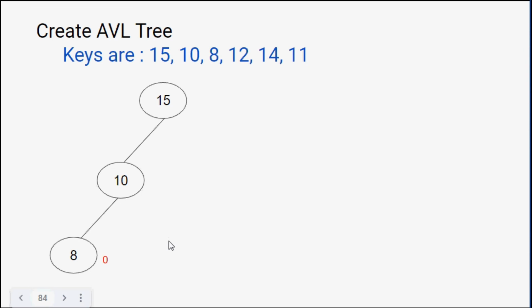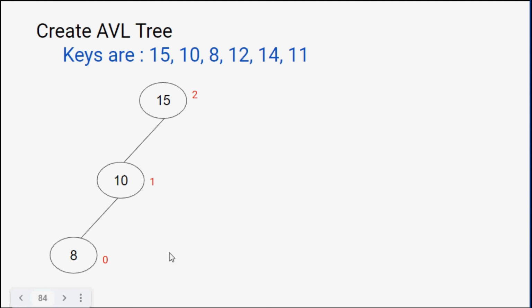Height of the right subtree of 10 is 0. So 1 minus 0 will give me 1. Now height of the left subtree of 15, that is 2, because what is the height of any side of a tree? That is the longest path to reach the leaf. So longest path to reach the leaf node is 1 plus 1, it will give me 2. So 2 minus, on the right side there is no node, so 2 minus 0, it is going to give me 2. So that means it is imbalanced.